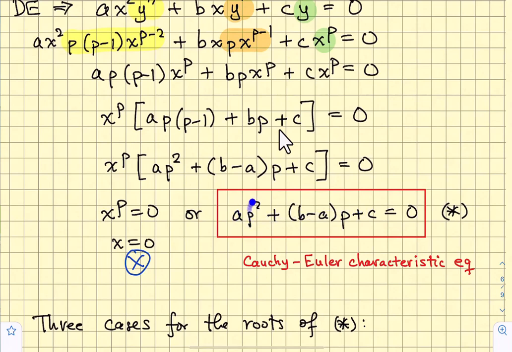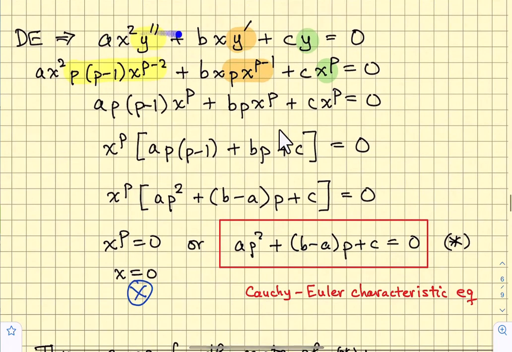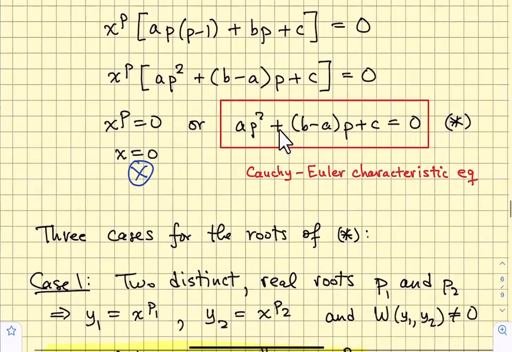Before, we had a r squared plus b r plus c equals 0 for our characteristic equation. But this time we have a p squared plus (b minus a) times p plus c. So you have to remember this little shift that occurs when you're looking at a Cauchy-Euler equation. Okay? So now we have 3 cases.